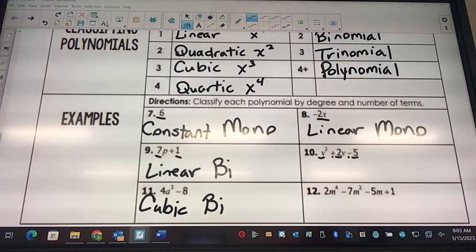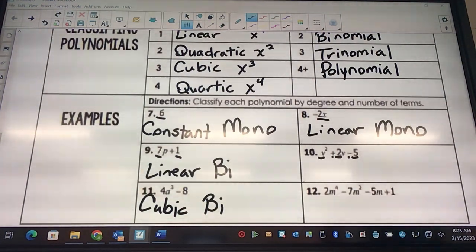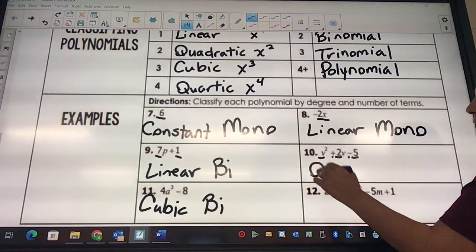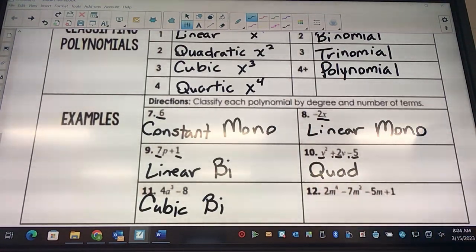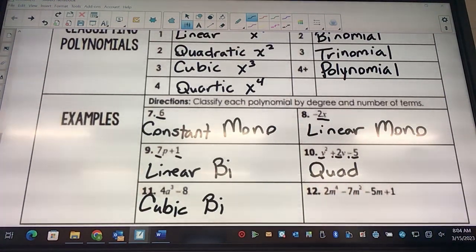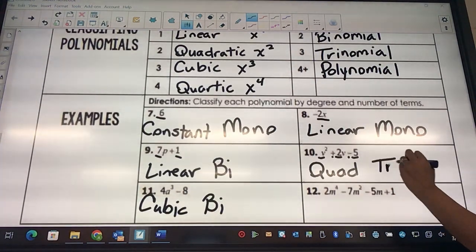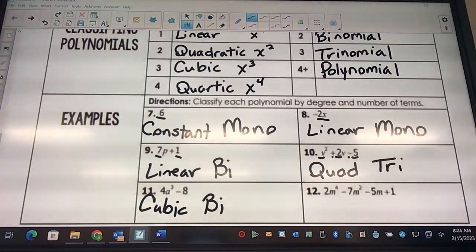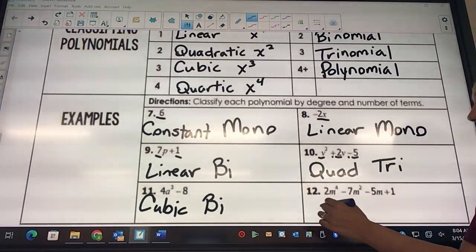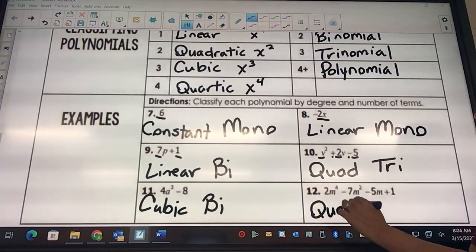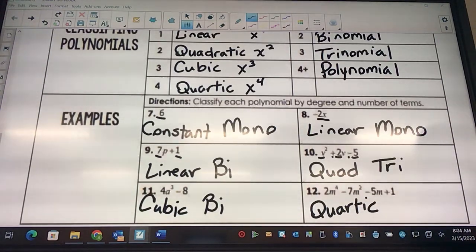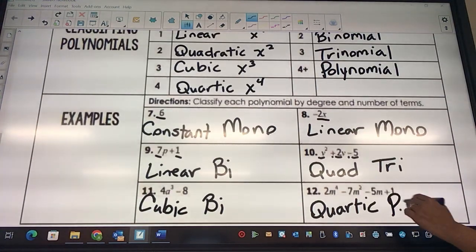Okay, 10. What's the highest exponent? 2, so what is that going to be? A quadratic. How many pieces is there? 3, so it's going to be a trinomial. Okay, 12. What's the highest exponent? 4, so it's going to be quartic. How many pieces are there? 4, so it's going to be a polynomial.